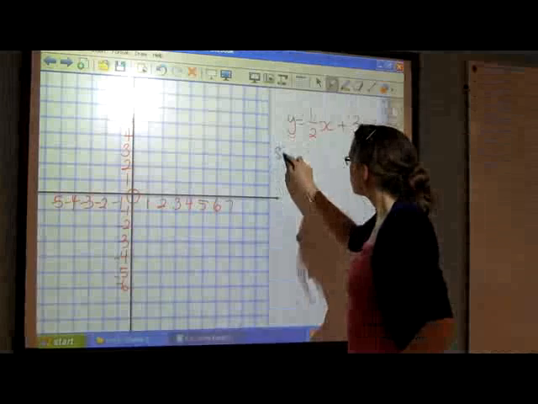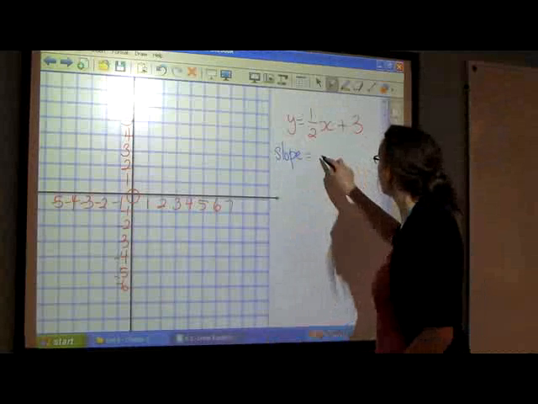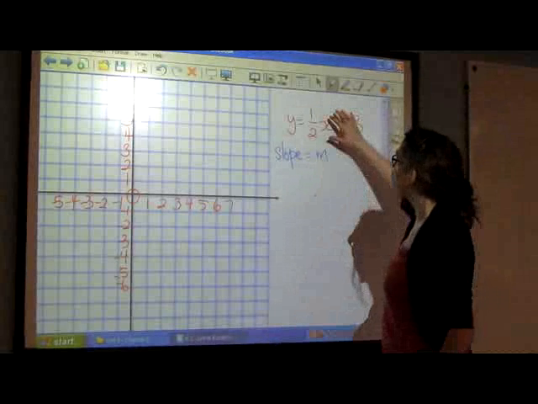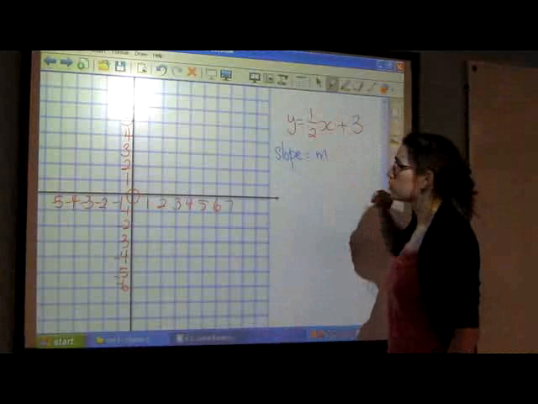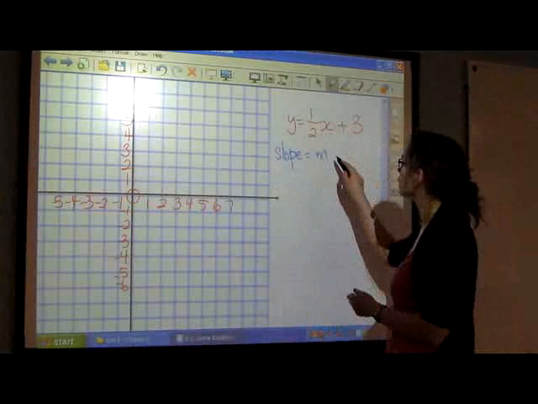So our slope, which we represent by the letter m, is always the number that's in front of x. Slope is a number, not the x. So slope is 1/2 in this case.